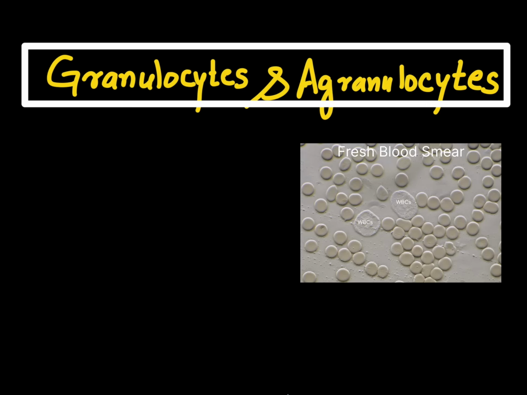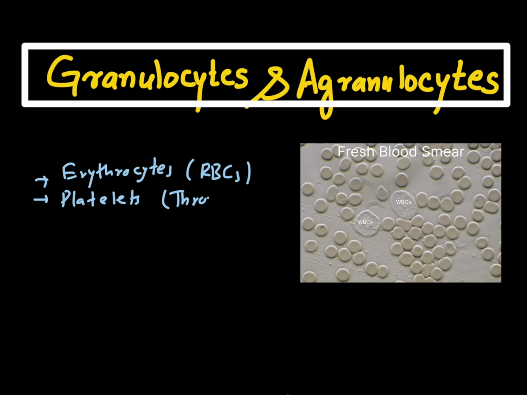In our blood, we have three main cellular components. We have erythrocytes, the mature RBCs, red blood cells. We have platelets, also known as mature platelets, of course, thrombocytes, and we have leukocytes, the topic of our discussion today.